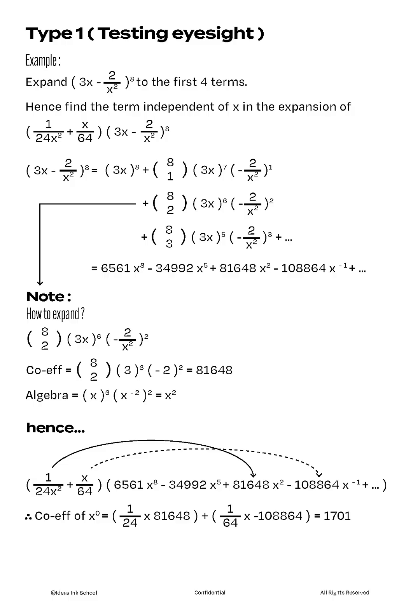So let's start by taking a look at type 1 question. I dub this style of question testing your eyesight, because if your eyesight got problem, then you're going to have issues with this type of question. The question begins by saying, can you expand this (3x minus 2 over x squared) to the power of 8 to the first 4 terms?